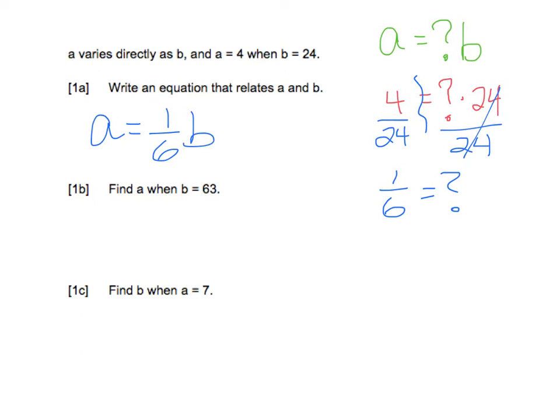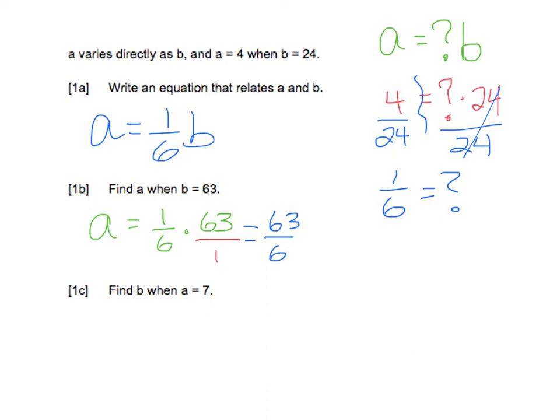So now that we know what the equation is, we want to say here, find A when B is 63. We're going to use this and we're going to substitute in 63 for B. So this would be written as A equals 1/6 times 63. That's like 63 over 1. So to do this, we want to multiply. 1 times 63 is 63. 6 times 1 is 6.